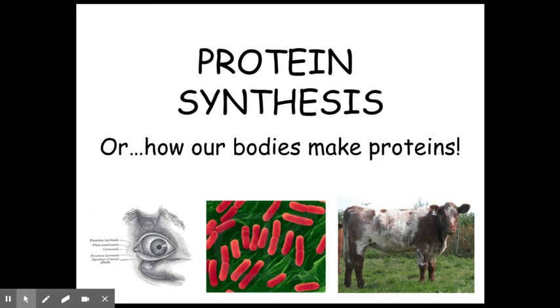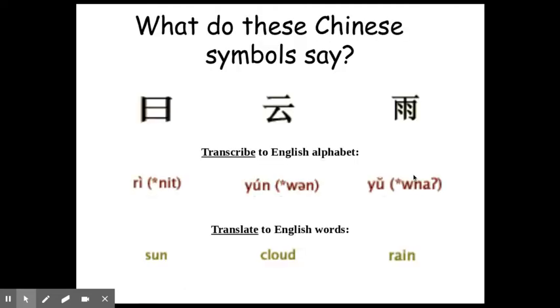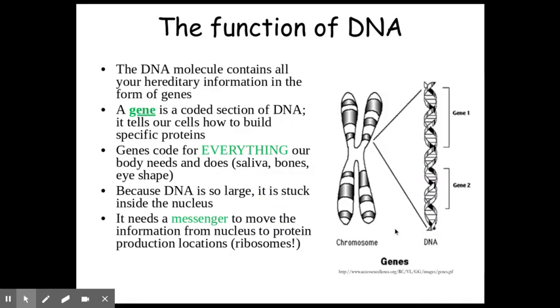Hey guys, today we're going to talk about protein synthesis, and this is basically how your body makes proteins. So it says, what do these Chinese symbols say? And it gives you the symbols, and then it says transcribe to English alphabet, so they transcribe it, and then it says translate it to your English words. So that's pretty much the way that making proteins takes place.